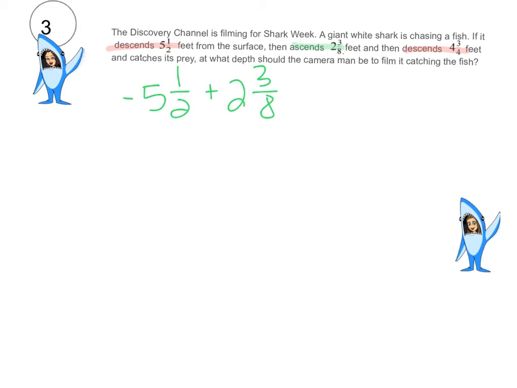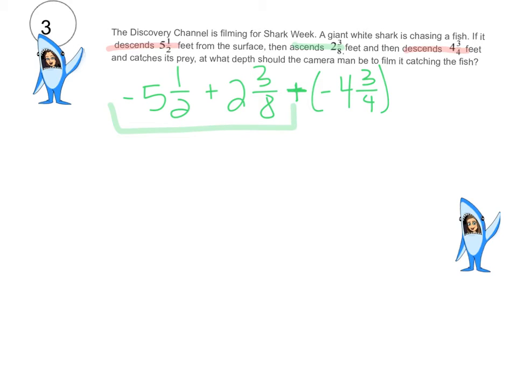And then when he descends, remember we can put minus, or we could put plus a negative, which is the same thing. Adding a negative is the same thing as subtracting. So 4 3/4. Okay? Now we're just going to work from left to right and finish our problem. We're going to do these two first. Our signs are different, so we're actually going to subtract those two values.